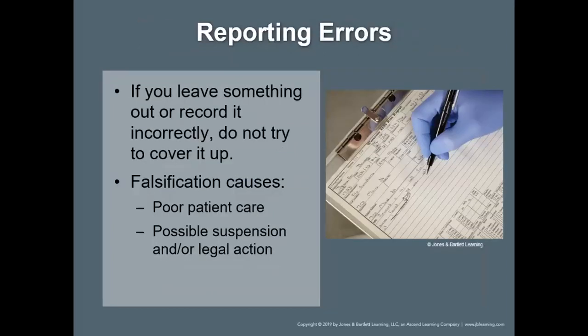Reporting errors. If you leave something out or record it incorrectly, do not try to cover it up. Again, if you didn't do it, don't write that it was done, right? And do not leave out important information. So make sure your report is thoroughly complete. Don't submit an incomplete report, and don't put things in your report that you didn't do. If you didn't do it, just say you didn't do it. If you didn't get a blood pressure, say you were unable to get a blood pressure because. Don't make up a blood pressure and put it in your report.